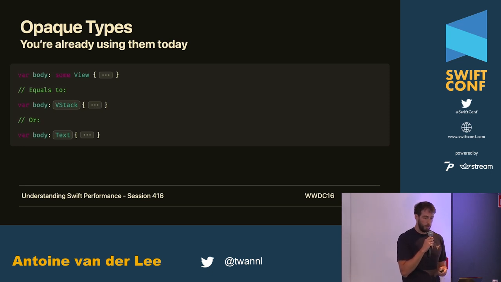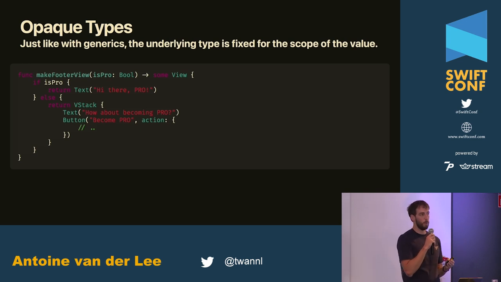I'm not sure about you, but the some view in the body of the SwiftUI view has been, for a long time, the only place that I used it. You can use it in more places, and we'll show that in this talk. In this case, we have a main footer view. If you're a pro, we show a text saying they're pro, and otherwise we want to upsell based on the beautiful views that were shown earlier.